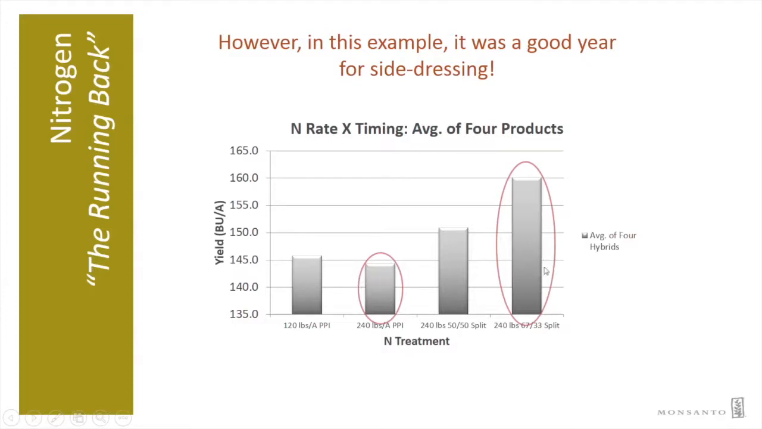This second circle was where we put a third of that 240 into a side dress application, and we gained on average, or it looks like about 16 bushel to the acre. So certainly this was a year that the side dress application paid for itself in that split application. So here again, I don't want to sway you either way. I want to show you the good and bad examples of what Mother Nature can throw at us, especially around our nitrogen timing.